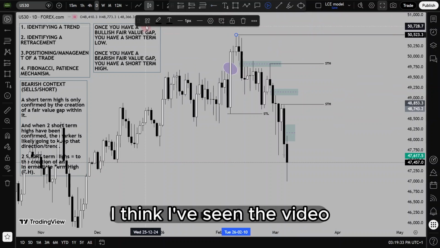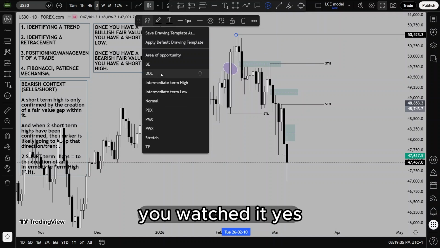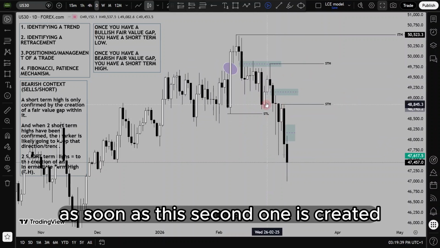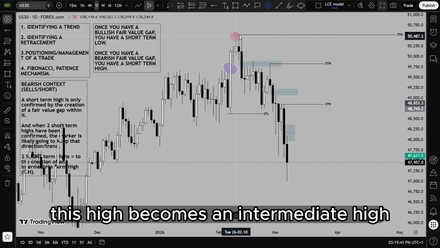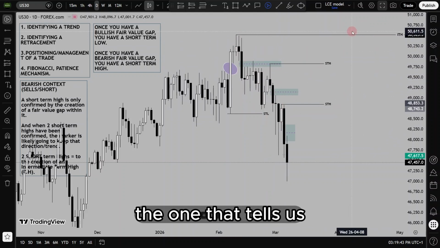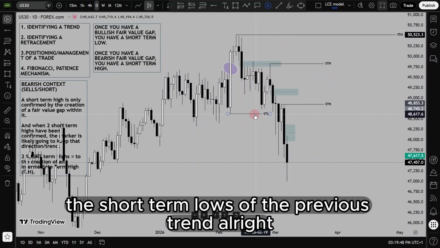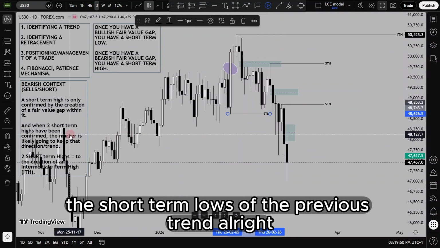I think I've seen the video. You watched it? Yes, yes. As soon as this second one is created, this high becomes an intermediate term high. Then what does that tell us? It tells us that price can now start seeking the short-term lows of the previous trend.